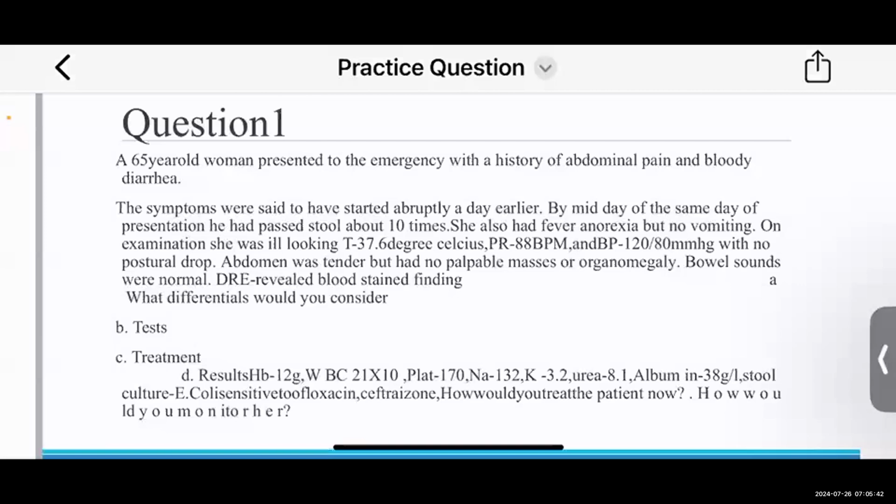That's 37.6. But it's important to note that the pulse rate and the blood pressure are still within normal limits with no postural drop, like no orthostatic hypotension. So the volume loss is not yet critical. But of course, passing 10 stools a day is very significant. And it's important that the DRE also confirmed the findings of blood-stained fingers.